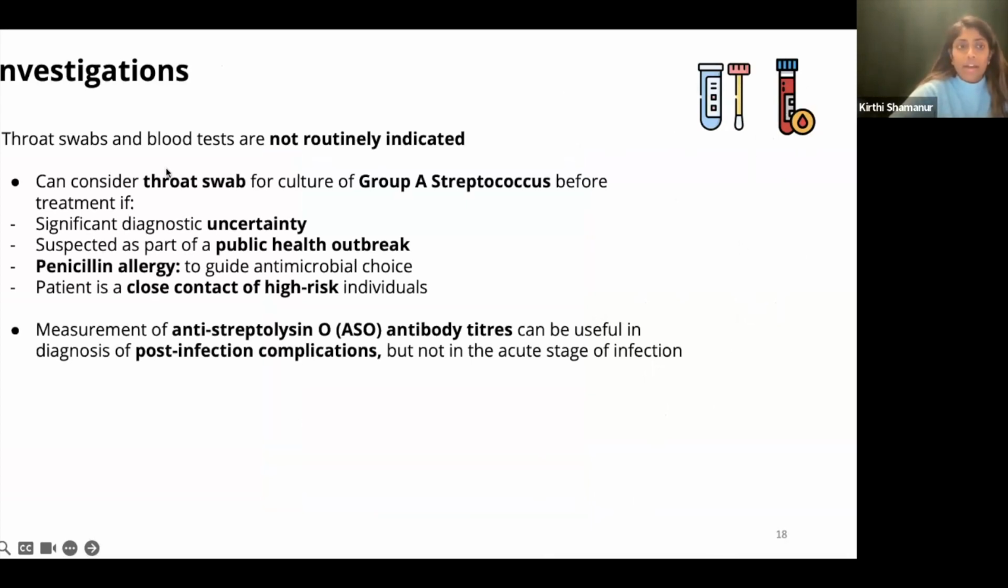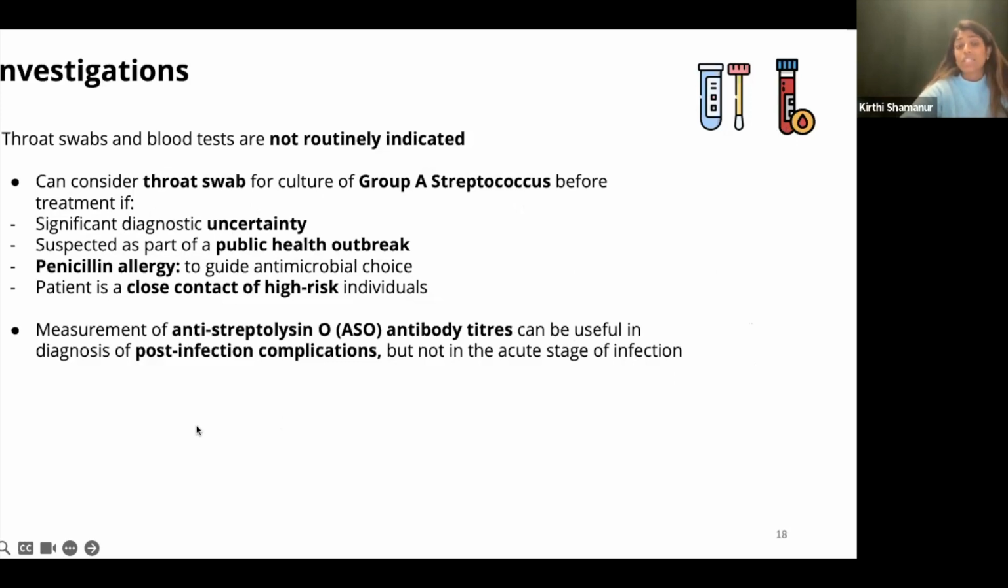Yeah. So investigations, throat swabs and blood tests, we don't routinely do. It's quite a clinical diagnosis. But you can consider a throat swab for group A strep, so a bacterial throat swab. You tend to do it if you're uncertain about the diagnosis, if it's suspected as part of a public health outbreak. So last year in particular, when I was on paediatrics, we were doing bacterial throat swabs for most patients if they came in with sore throat, coryzal symptoms, just to see if it was group A strep, because it's also a notifiable disease too.